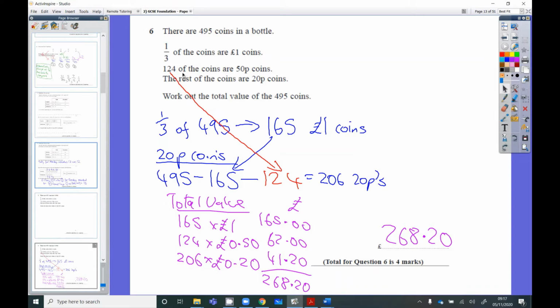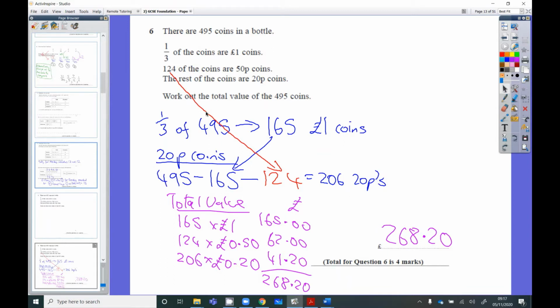So we've got 124 50p's, 165 £1 coins, so the rest are 20p coins. So how do we work out how many 20p coins we've got? Well, 495 coins in total, take away the number of £1 coins, take away the number of 50p coins, that means we've got 206 20p's.